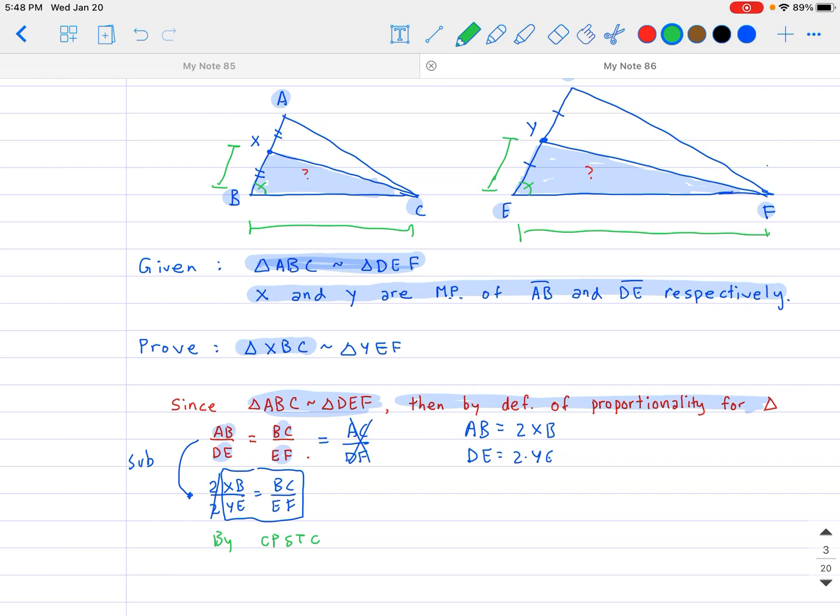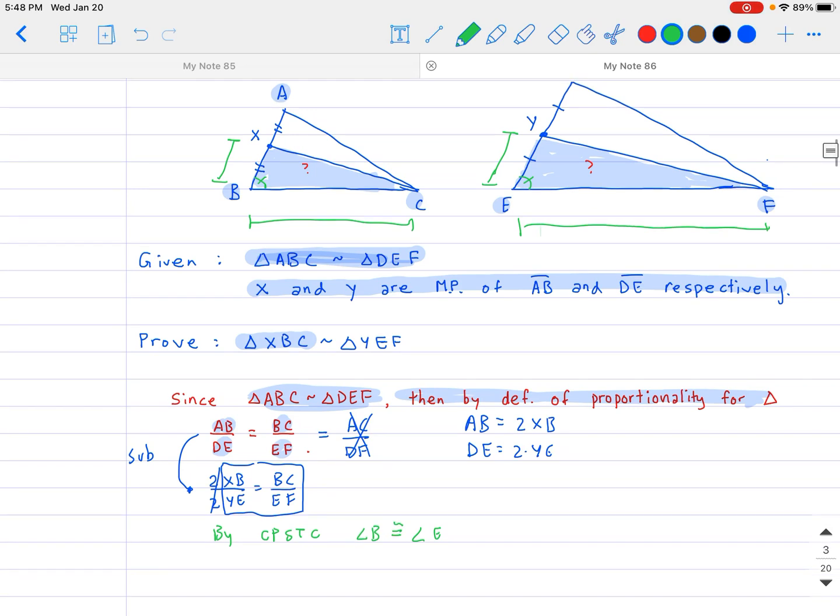CPSTC, again, this is kind of like a thing that is unofficial in all textbooks. It's just something that I kind of made up, which is kind of like CPCTC. We can say that angle B is going to be congruent to angle E. And now taking what we have right here and taking what we derived over here, we can now say by SAS similarity, okay, then that means that triangle XBC is going to be similar to triangle YEF. And then we are going to be done.